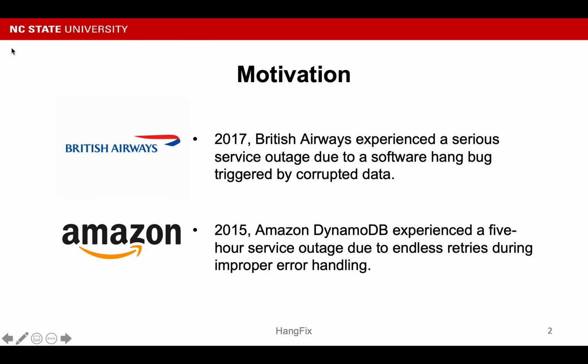Software hang bugs are difficult to diagnose and fix due to the lack of debugging information. Software hang bugs often cause serious service outages to the system. For example, in 2017, British Airways experienced a serious service outage due to a software hang bug triggered by corrupted data during data center failover. Another example is in 2015, Amazon DynamoDB experienced a 5-hour service outage due to unlimited retries during improper error handling.